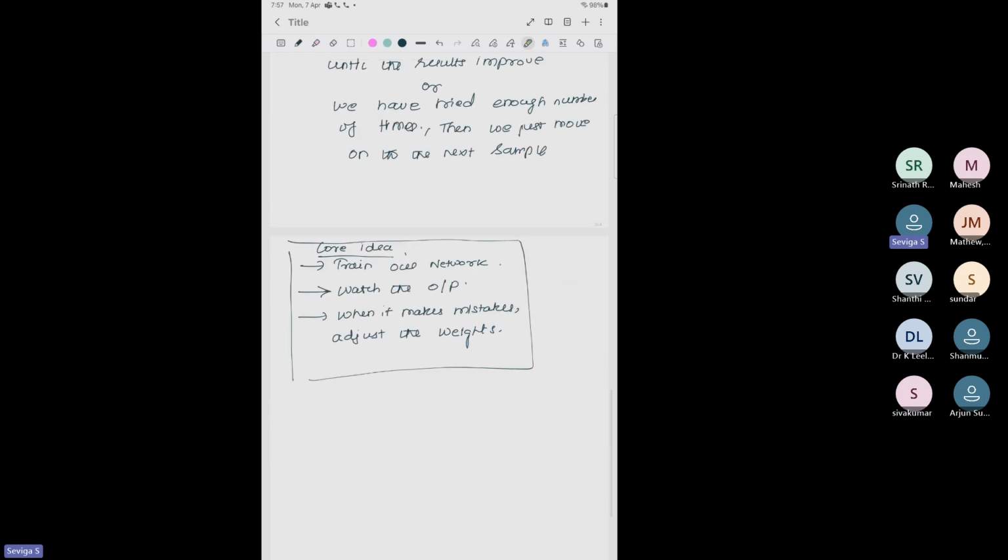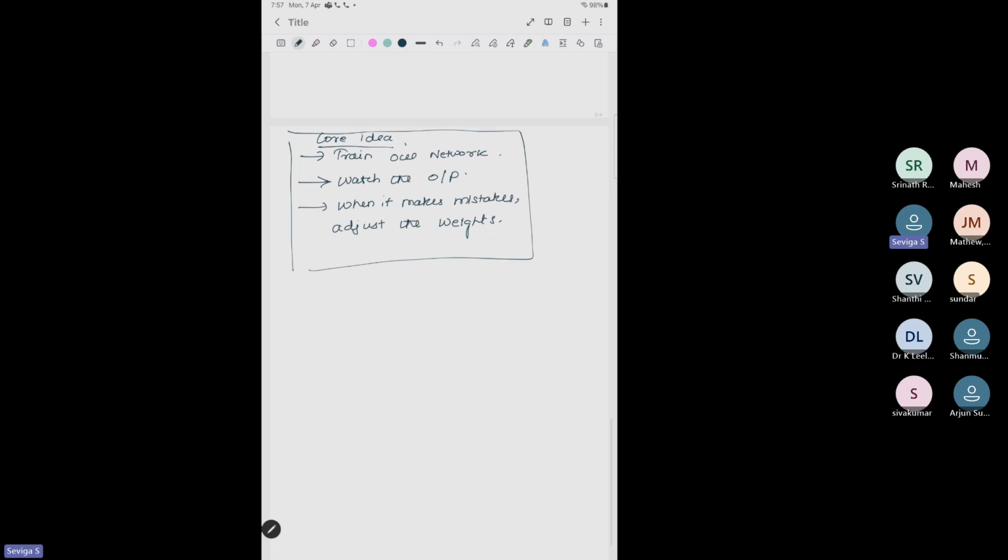So the idea of learning we take from here is that we have to train our network, watch the output. When it makes a mistake, we have to adjust the weights. So this is the thing which we are going to take from here. There is one more note we need to understand here.